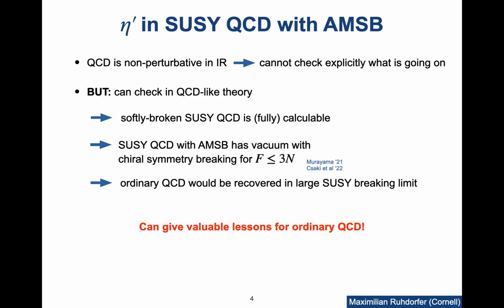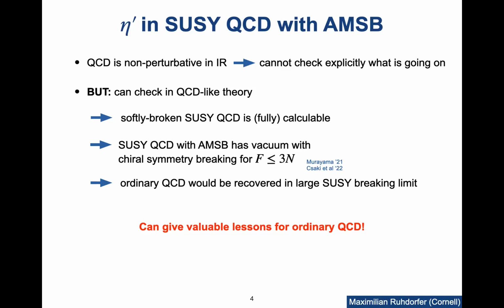In supersymmetric QCD, you have the added benefit that the non-perturbative effects are actually known. You can fix your superpotential and you know the non-perturbative effects. Also, supersymmetric QCD with anomaly mediated supersymmetry breaking has vacua which are QCD-like. This was shown in a serious paper by Hitoshi and Csaba in the last couple of years, where they showed that when the number of flavors is smaller than 3 times the number of colors, so whenever supersymmetric QCD is not IR free, then you have chiral symmetry breaking vacua, which are QCD-like.